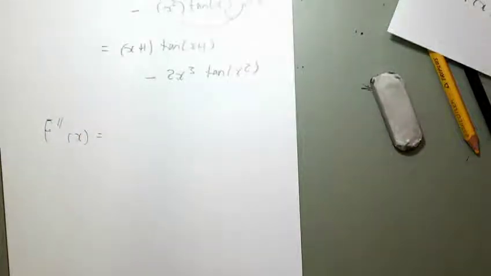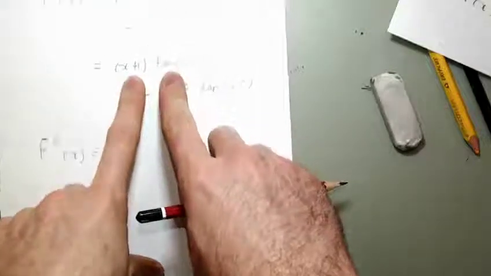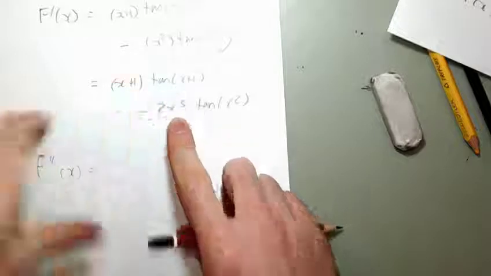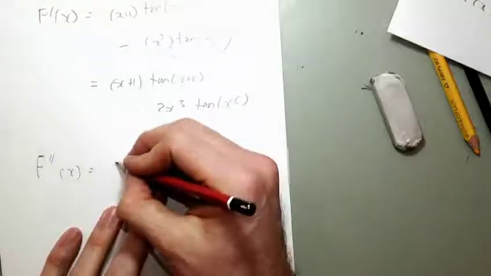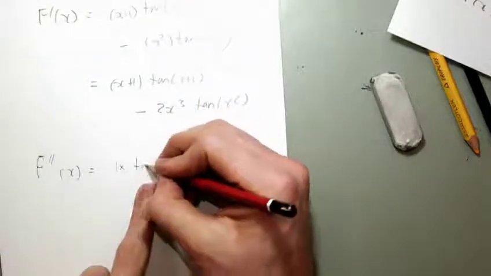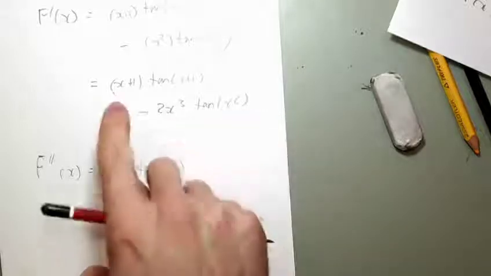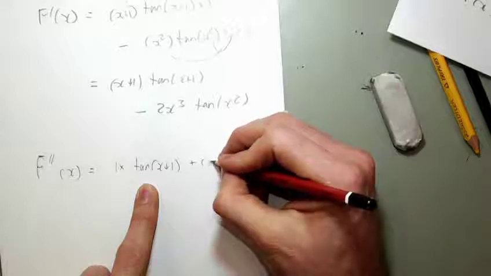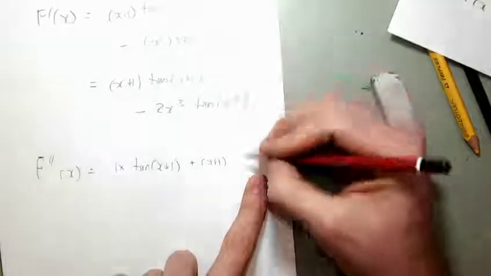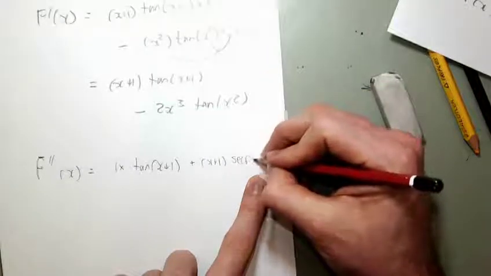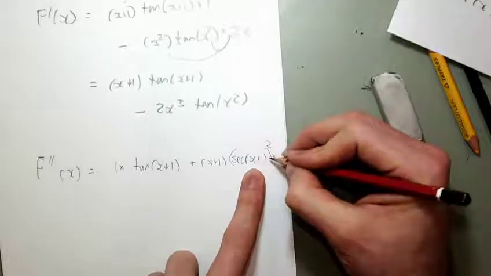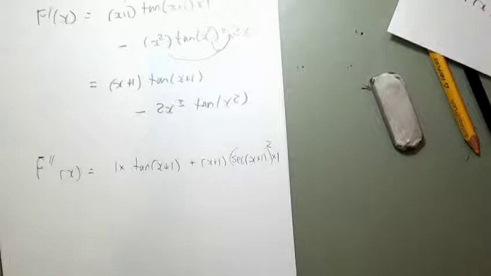Ready? This bit here is a product. It's two things multiplied together, so I'm going to have to do each derivative separately. The x plus 1 will differentiate to give a 1, but I'll keep the tan of x plus 1. So I differentiated this bit and I kept this bit. And I will keep the x plus 1, but I will differentiate the tan of x plus 1, which will give me sec squared of x plus 1. But because of the chain rule, I'll have to times by the derivative of that, which is 1. That was the product rule for the first bit.